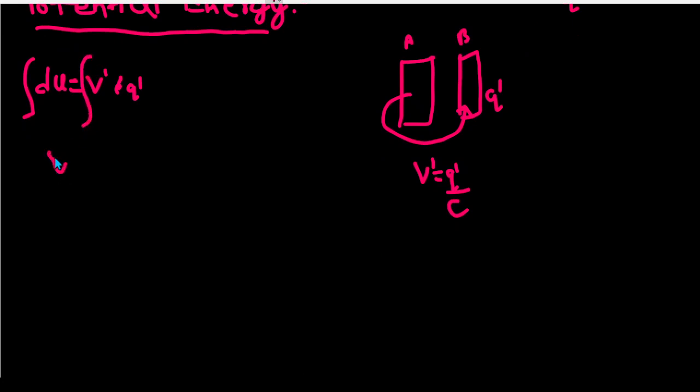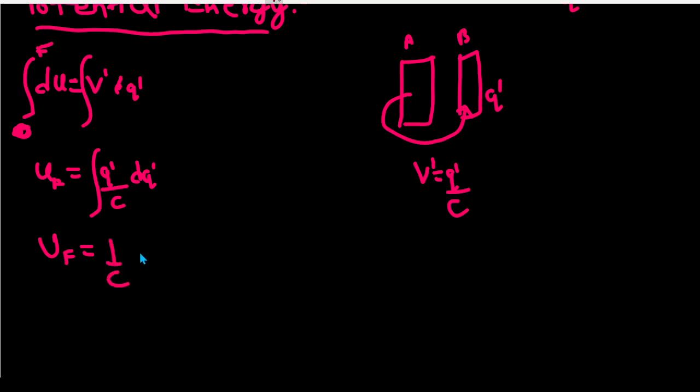So now I can write u, because the integral of dU is U, from initial to final. Initially it is 0 and finally it will be U final. If I put down the value of V dash as Q dash by C, we get the integral of Q dash by C dq dash. And if you remember, the capacitance is a constant for a given parallel plate capacitor as long as the distance and the area are the same. So I can put the capacitance outside the integration sign, and then integrate dq dash.